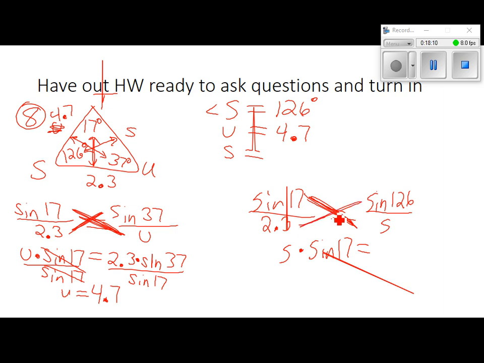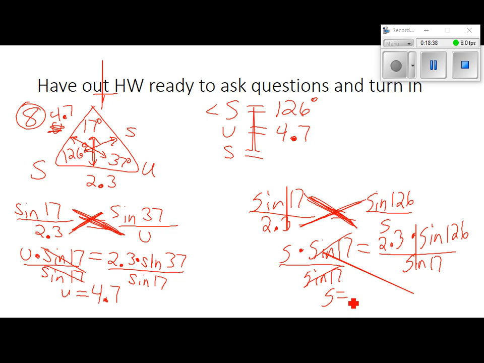What do you get when you cross multiply this way? 2.3 times the sine of 126. Which side's the variable on? Left, so we divide both sides by the sine of 17, these cancel out. We're left with just s on that side. It's 2.3 times the sine of 126, it equals. And then divide that by the sine of 17, and it equals 6.4. Anybody else get 6.4?